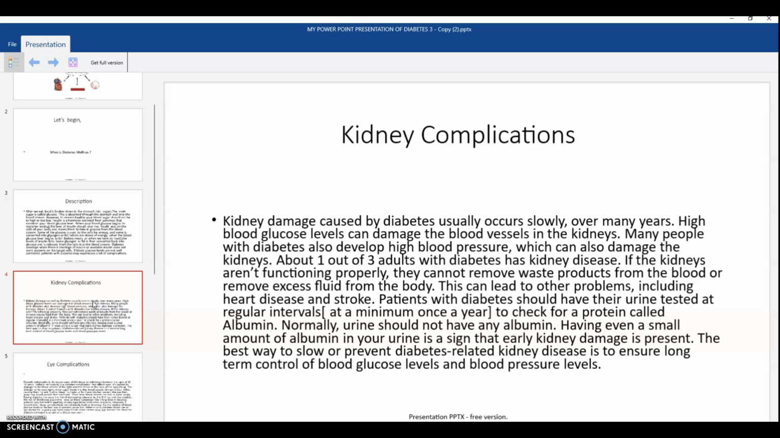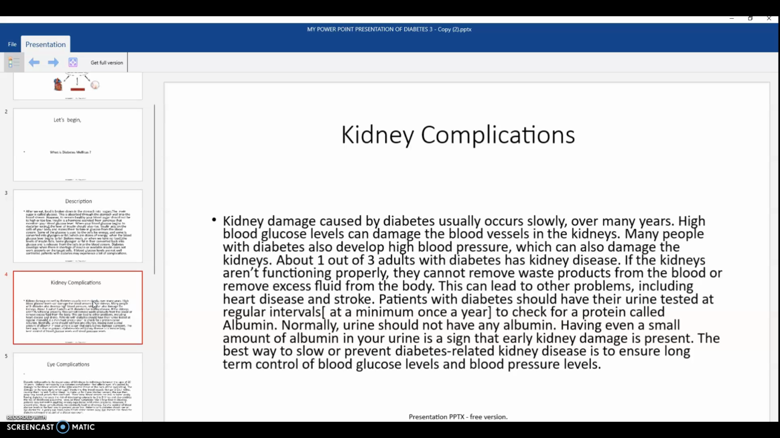And having albumin in your urine is an indication that early kidney damage occurs. So the best way to prevent this diabetes-related kidney disease is to ensure long-term control of blood glucose level and blood pressure level.